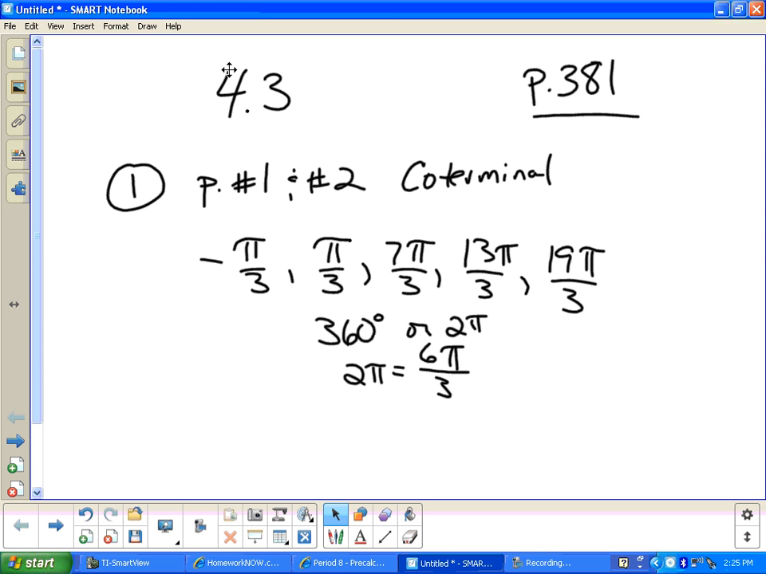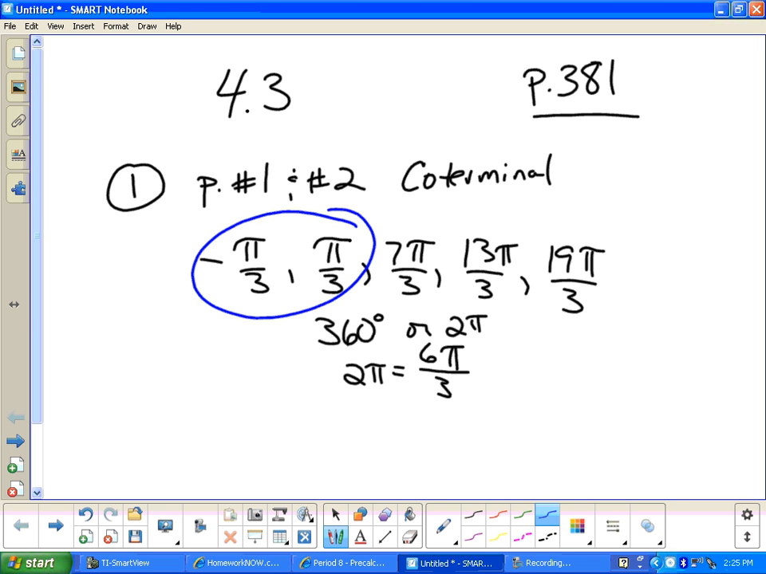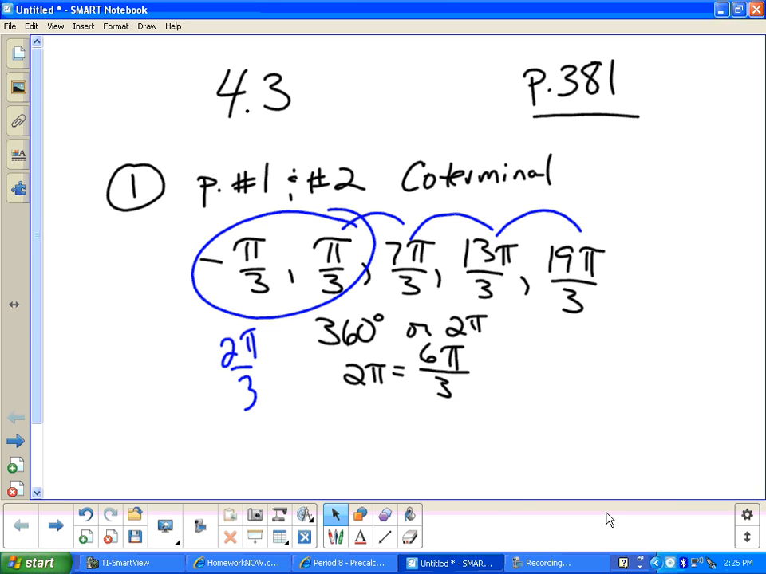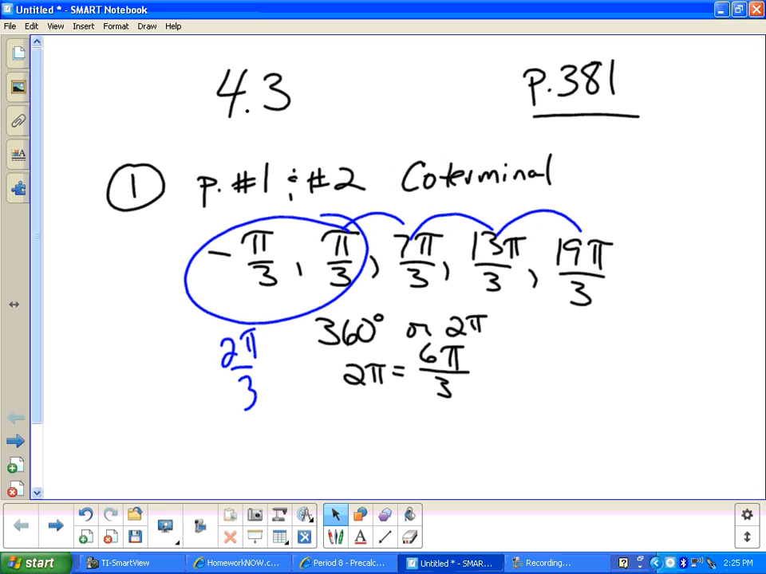Pi over 3. Okay. Any other answers? Negative pi over 3. And if you compare the first to your right, it's got to be one of these two, because they're off from each other by 2 pi over 3, which clearly isn't a difference of 6 pi over 3. These two seem to line up. They're separated by 6 pi over 3. These two seem to line up or be coterminal because they're 6 pi over 3. It looks like 7 pi and 13 pi are also paired up and coterminal with each other. So the correct answer actually is not those two. It's just negative pi over 3.